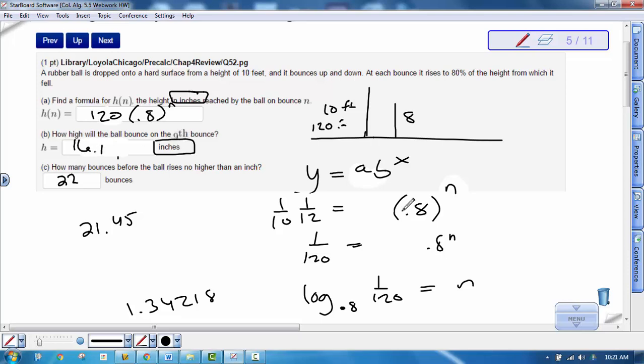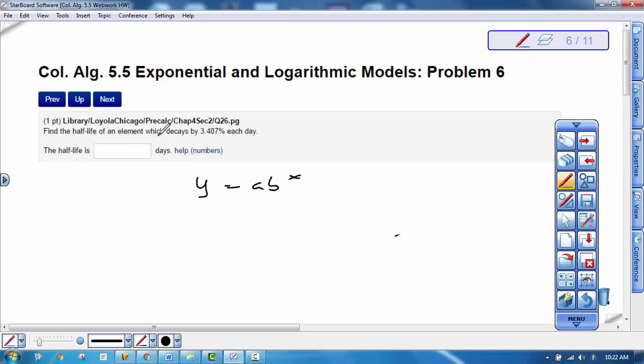Okay, the next problem says find the half-life of an element that decays by this percent. So we're going to fill this formula out, and I want to start with A and end up with half the amount. And my growth rate is 1 minus that, 0.03407, to the t power. So what I've done is I filled out my b, which is 1 plus the decay rate. This is in days, because that's what I'm multiplying by each day to decay.